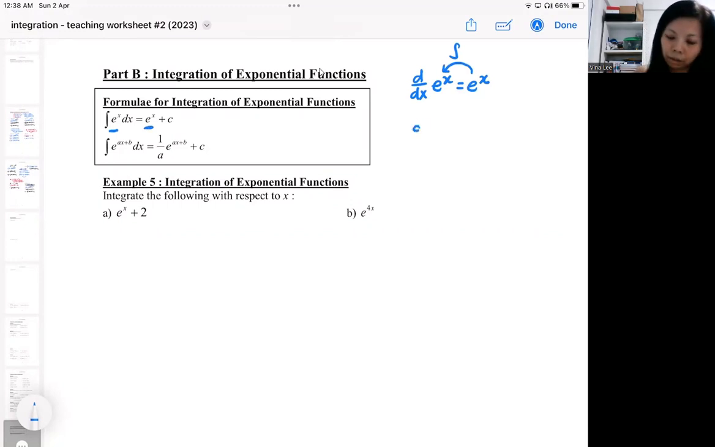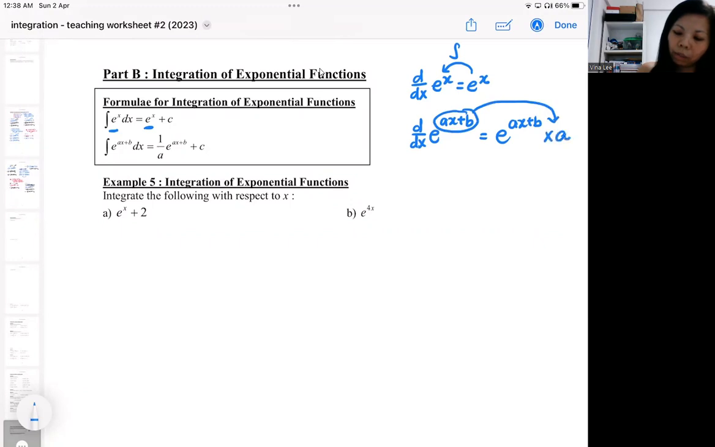And when you differentiate e^(ax+b), it was a copy and paste, then you differentiate the power, which is always like multiplying by 2. So now we're going to integrate. During the integration, instead of multiplying by a, we are going to divide by a.